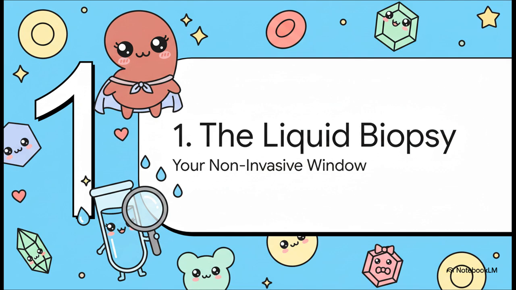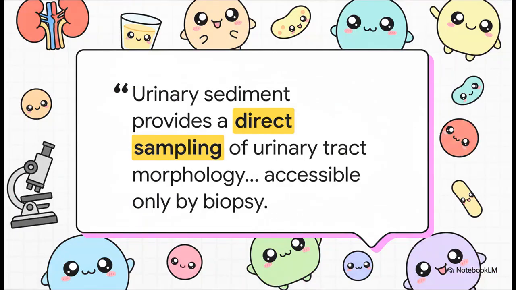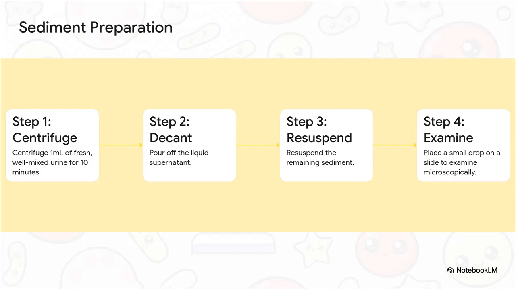And look, this isn't just some catchy phrase. It truly gets to the heart of why this analysis is so powerful. It's our non-invasive window, looking directly into the kidney. This quote just says it all, doesn't it? We're getting a direct sample of the urinary tract's morphology. We're seeing its structure. This is information that otherwise you could only get with a needle biopsy or even surgery. It's an incredibly powerful, totally non-invasive look at the health of the entire system, all the way down to the nephron itself.